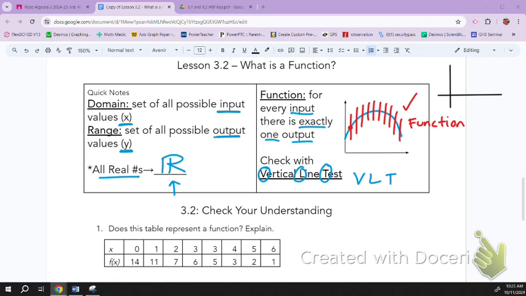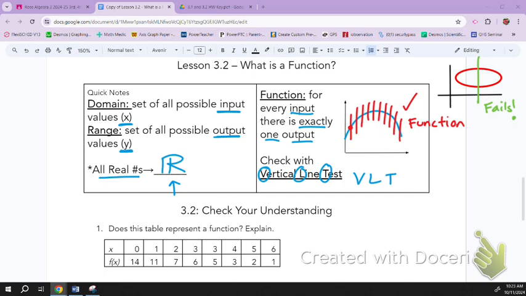A vertical line itself, some kind of oval or circle, this fails. Fails our vertical line test. Okay?